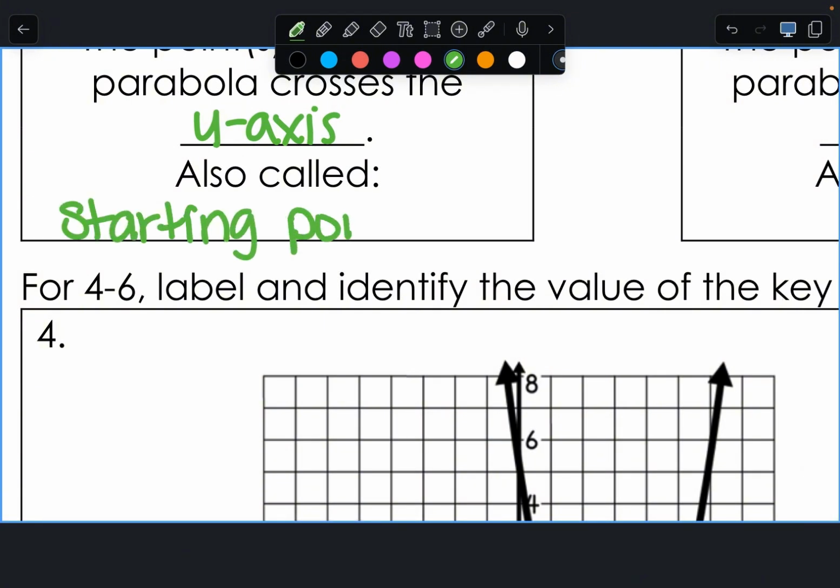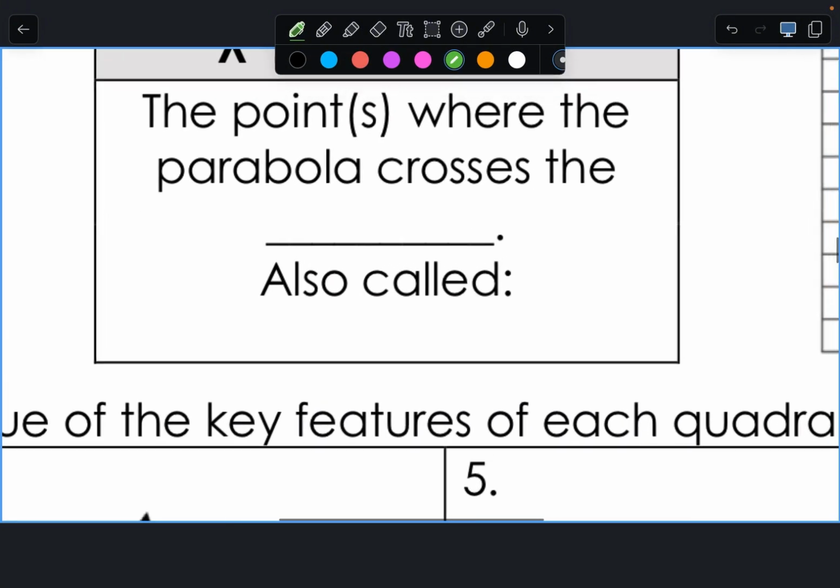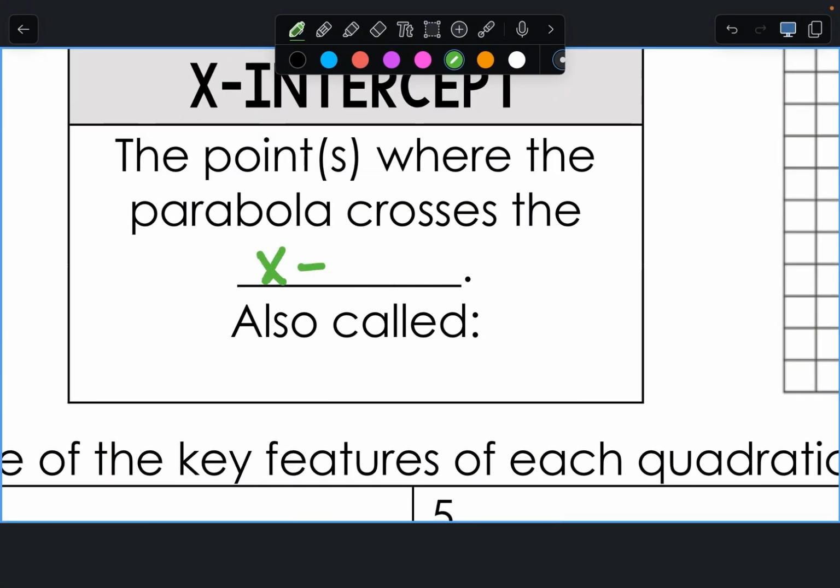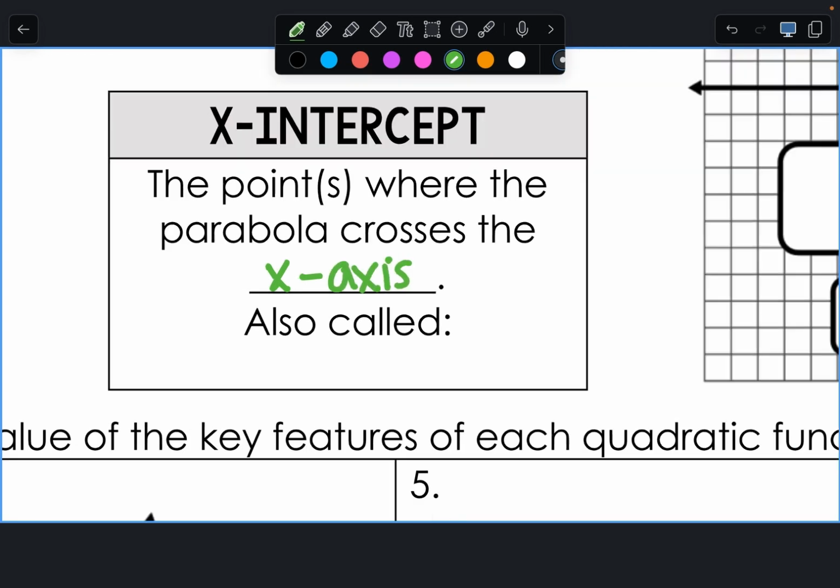In a word problem, they'll try to confuse you by asking you for the starting point. That's your y-intercept. Next one, x-intercept. The x-intercept is where the parabola crosses the x-axis. Now, what do you notice about it? Because it's a U, what do you notice about the x-intercept? What's special about the x-intercept?